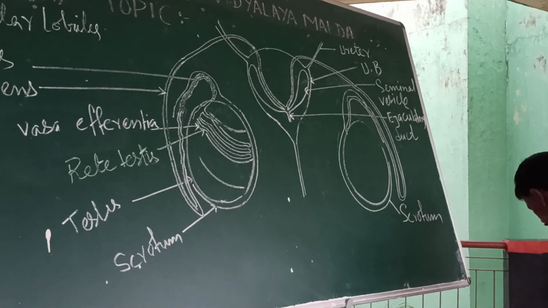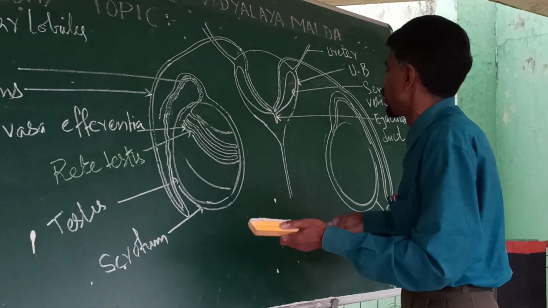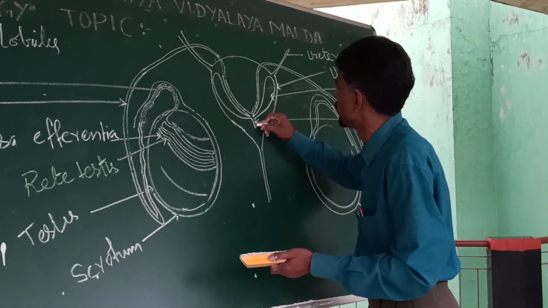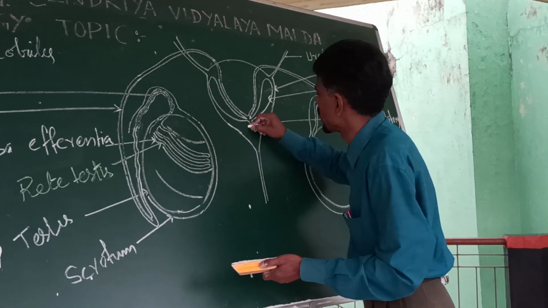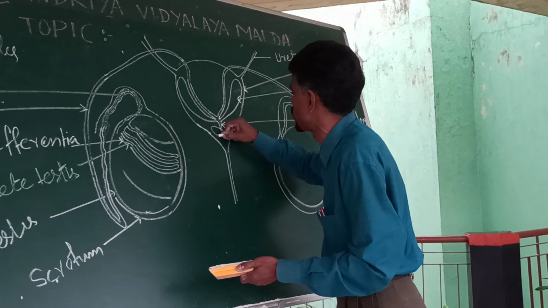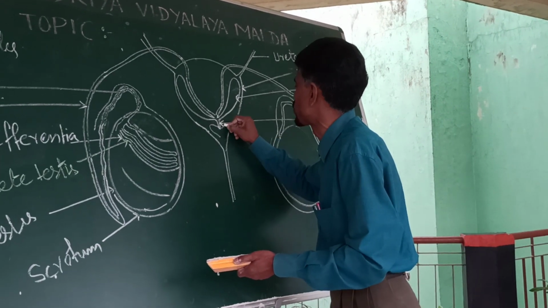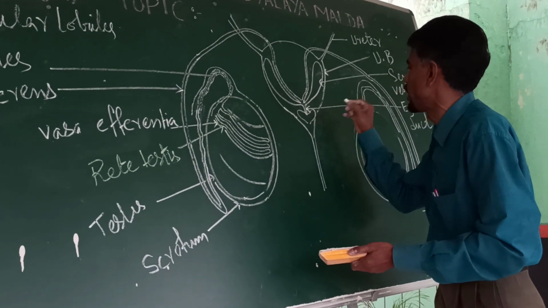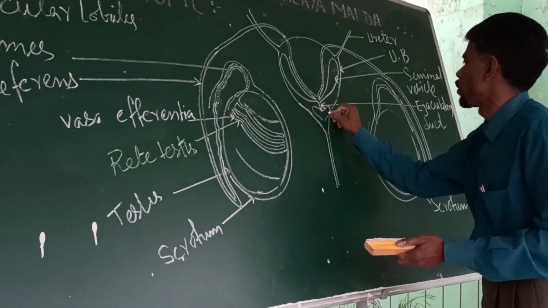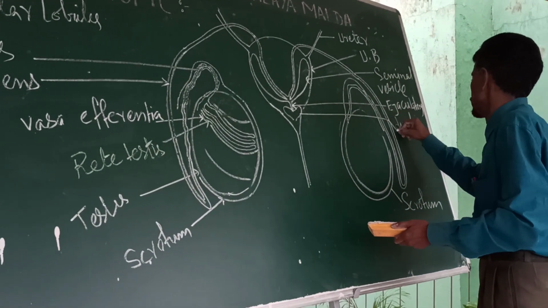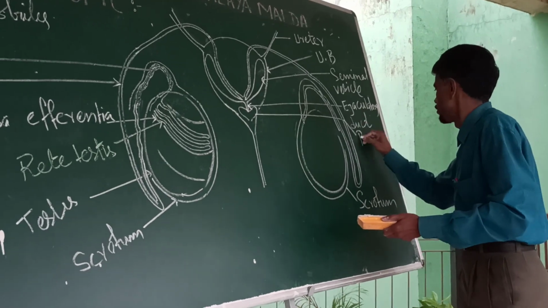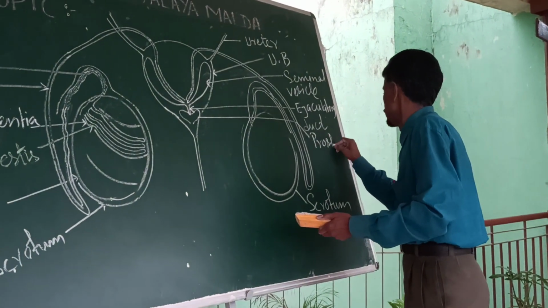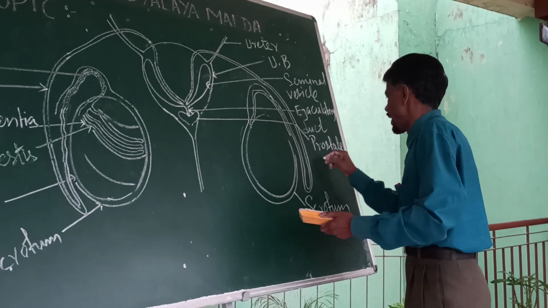This ejaculatory duct now will pass, and on the way it will meet a single structure called prostate gland. This is the structure, prostate gland.